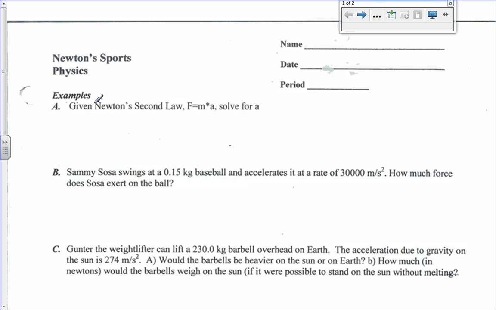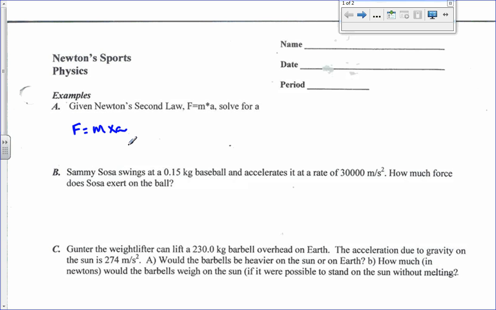Y'all listen up. Given Newton's second law, force equals mass times acceleration. Solve for acceleration. We're going to do this all year. Here's your formula. Force equals mass times acceleration. Notice in the problem I put a little asterisk there. That means multiply. So mass times acceleration. No, X is gone. We now use dots.